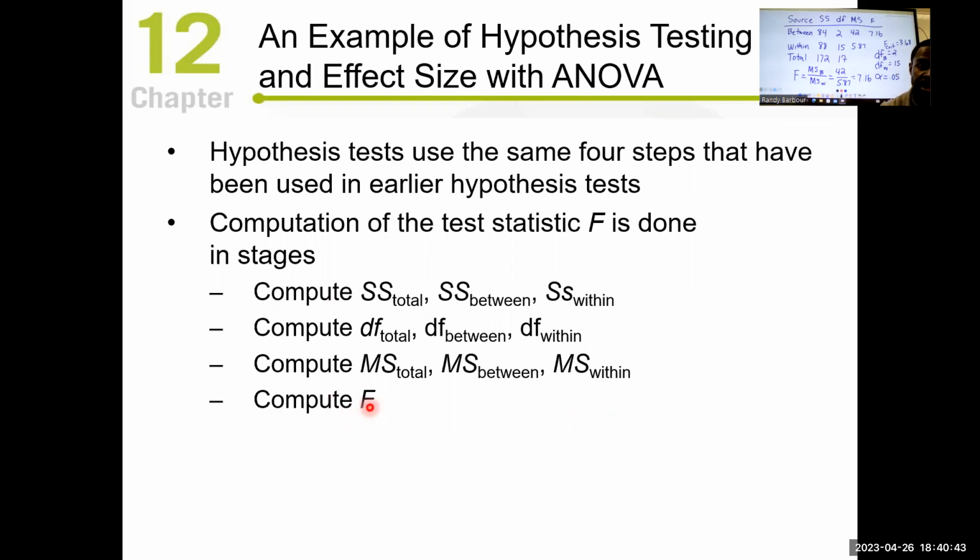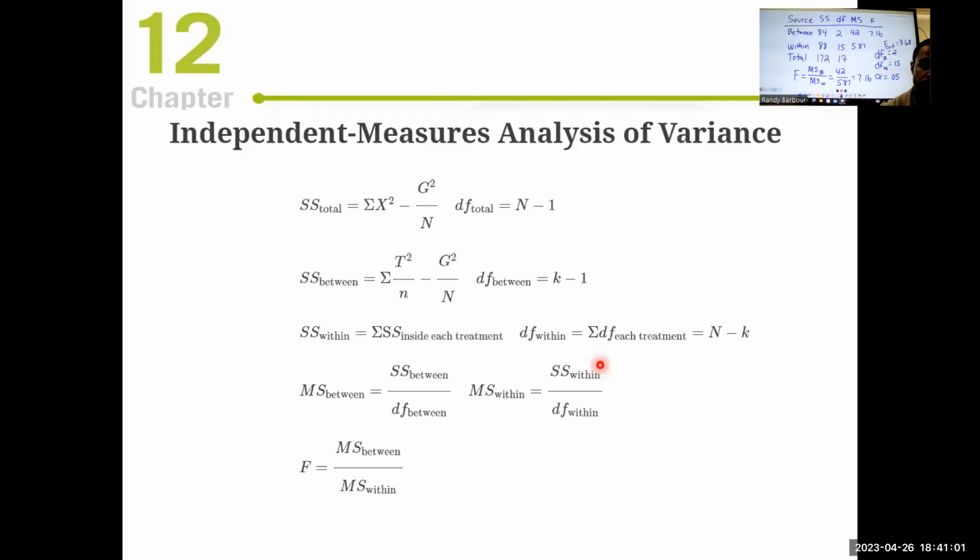Is the computed F ratio that you got greater than or less than the critical value that you got, right? If it's greater than, then you're going to reject the null hypothesis. If it's not greater than, or it's less than, then you're going to fail to reject the null hypothesis, okay? Here are all your different formulas, right? This is what you'll need to calculate your F ratio.